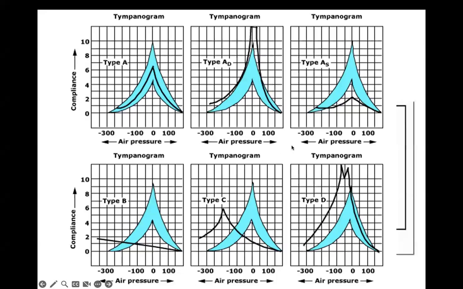This is another diagram I put just to show you the curves separately. This is the normal. This is the discontinuity one. This is the hyper-compliant one. This one's a stiff one, so you can see how low it became. Okay, this is the one with effusion or membrane rupture. And then this is the one with the retraction or eustachian tube dysfunction.